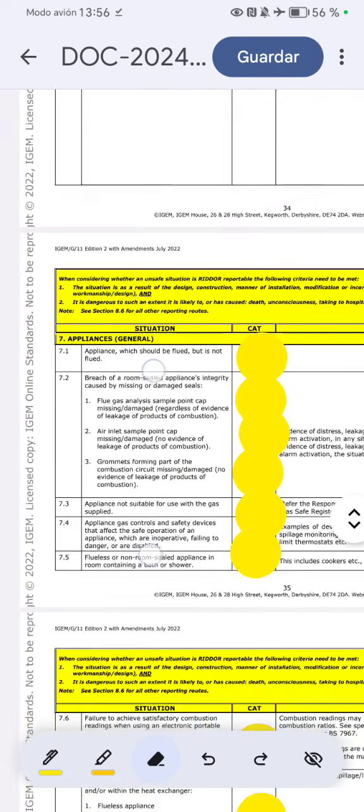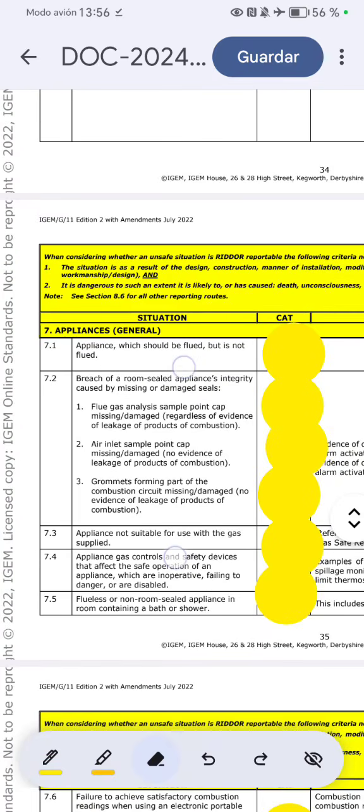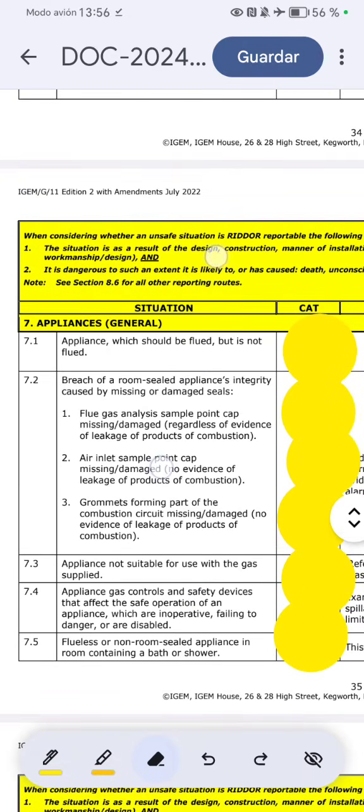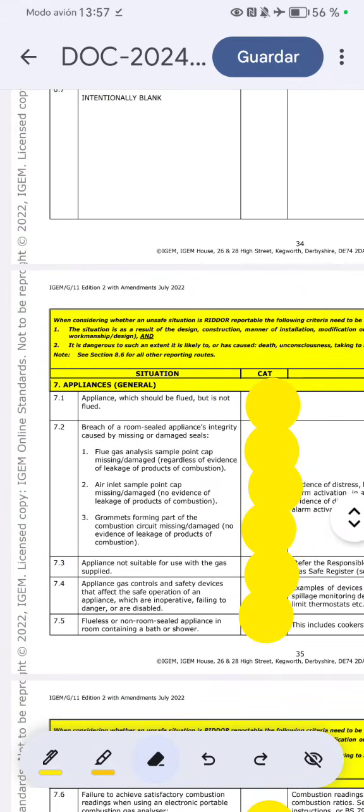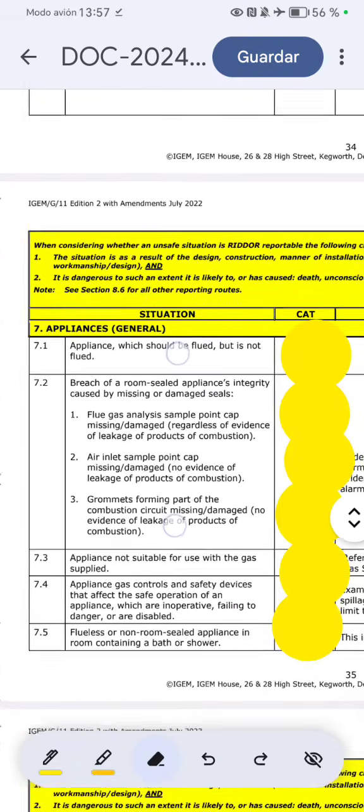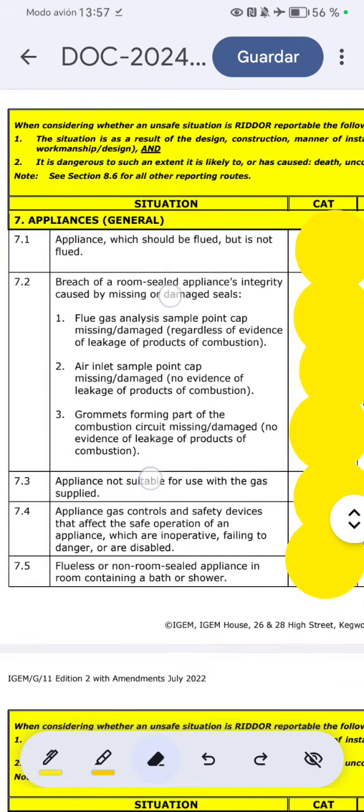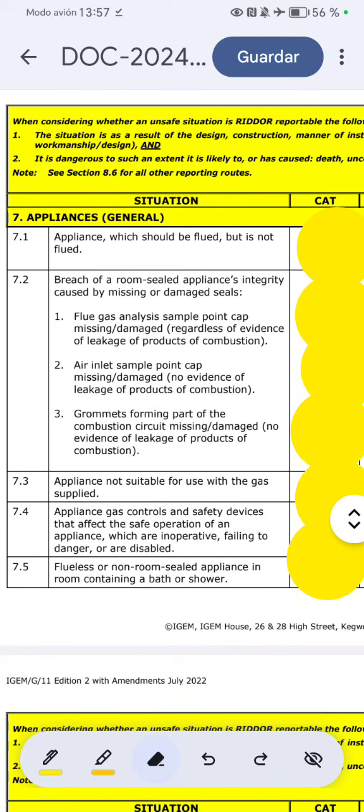I think I've failed. All right, appliances. I'd rather go the other way. I'd rather say something's ID when it's at risk than say something's at risk when it's actually ID. So I'd rather go that way. So 7.1, appliance which should be flued but is not flued. ID.